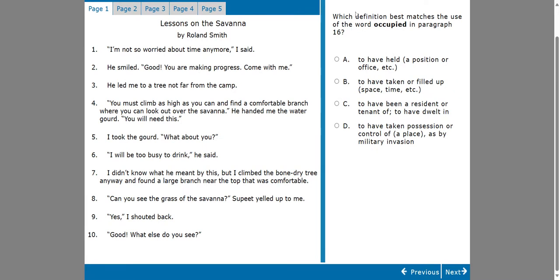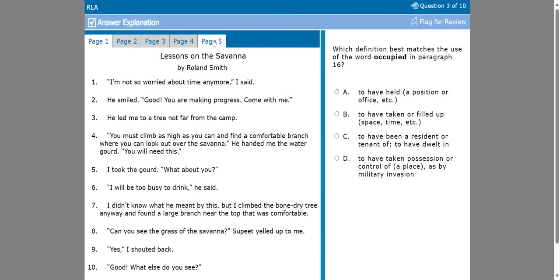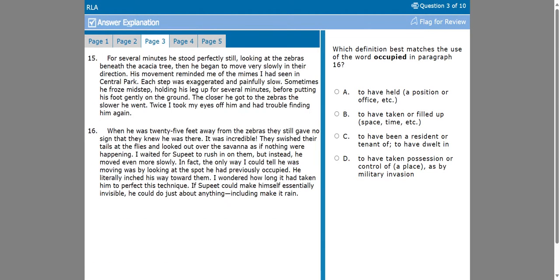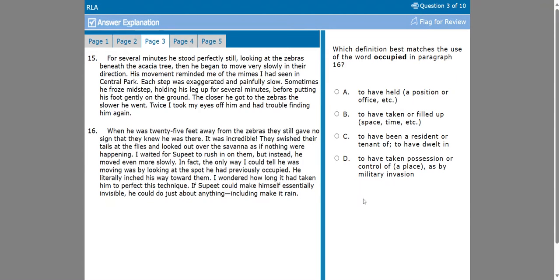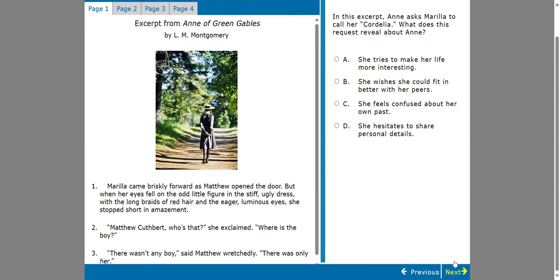The next one is what is called a context clue question. Which definition best matches the use of the word occupied in paragraph 16? I like how they label the paragraphs here. And so we know we're jumping to 16, and we're looking at a context clue, looking at how the word is being used in the paragraph, and a definition for that.